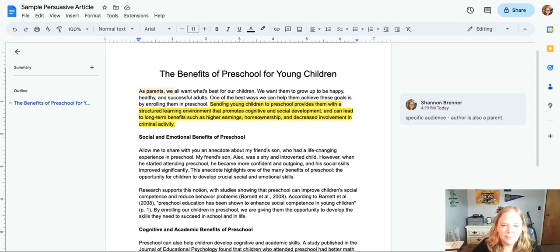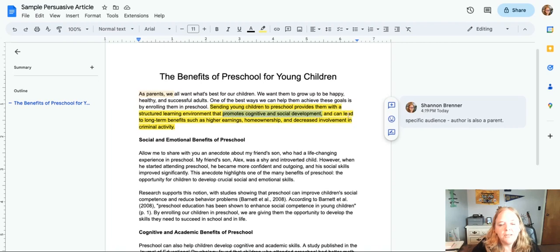So here's the thesis statement that I've added. "Sending young children to preschool provides them with a structured learning environment that promotes cognitive and social development." So there's one argument: I'm going to talk about promoting cognitive and social development. "Leads to long-term benefits such as higher earnings, home ownership, and decreased involvement in criminal activity." So here are at least two solid categories of argument that I'm going to talk about in this piece.